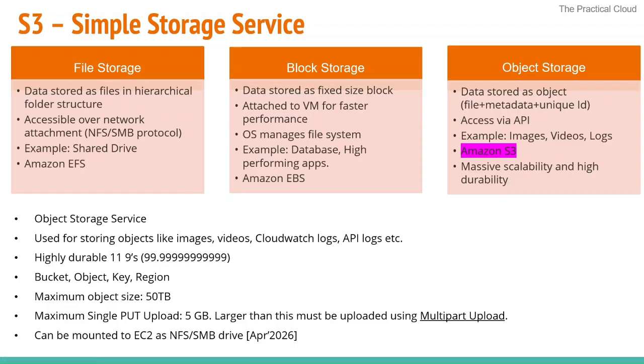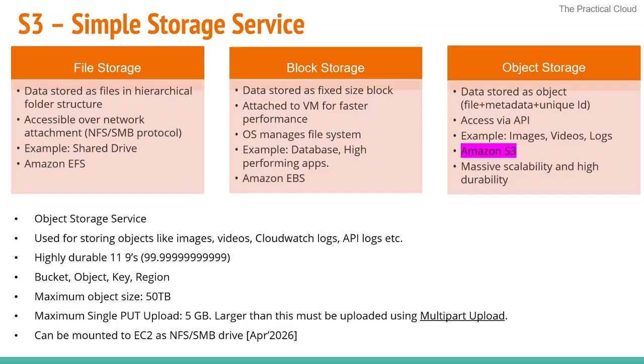Recently AWS made changes where we can mount S3 as a file system to EC2. Earlier EC2 had to access S3 using the HTTP public endpoint, or we had to create an S3 VPC endpoint to access S3. But now you can mount S3 directly as a file system to your EC2 for better performance. That's an enhancement done by AWS.